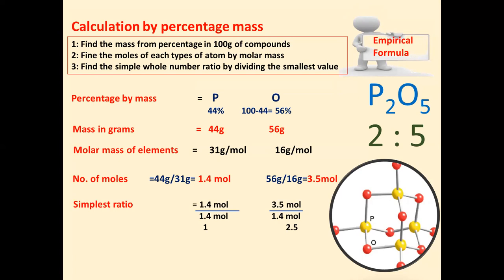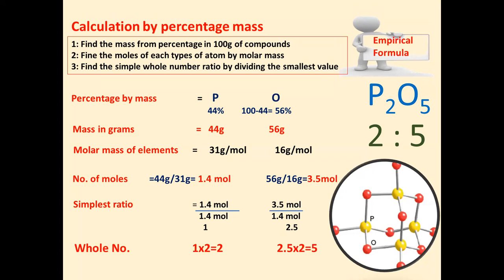Sometimes we get a very minor difference. For example, if there is 1.97 or something, we can ignore this very small difference and move to the upper value. But here, 2.5, there's a big difference between 2 and 3. So we will multiply by 2, 3 and 4 until we get a whole number ratio. For example, we multiply by 2. So we get 2 of phosphorus while oxygen is 5.